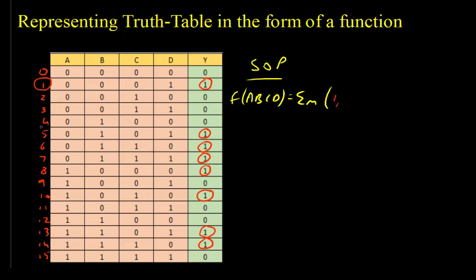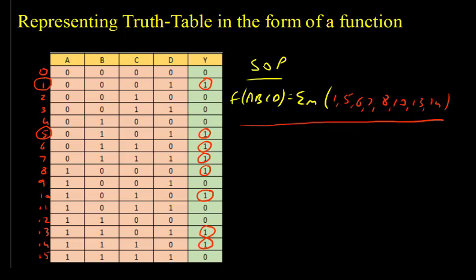Then I will say this is 5, then 5 6 7 8. Then we have 10 13 14. This is how we have the one line representation of this entire table.